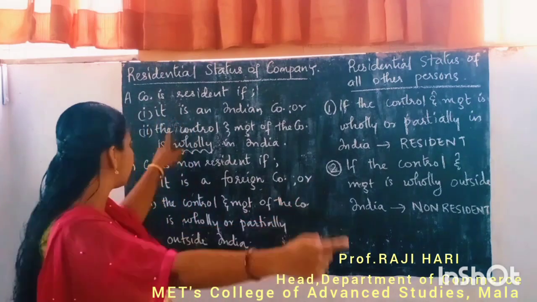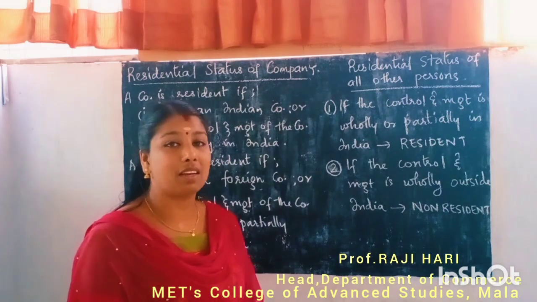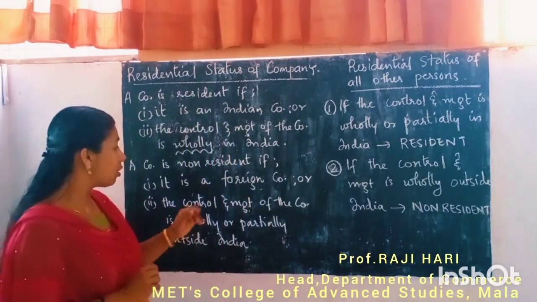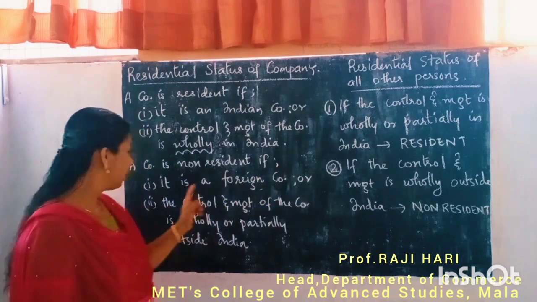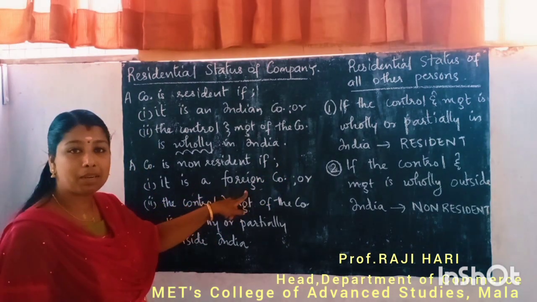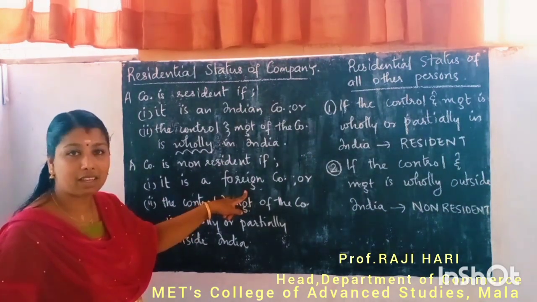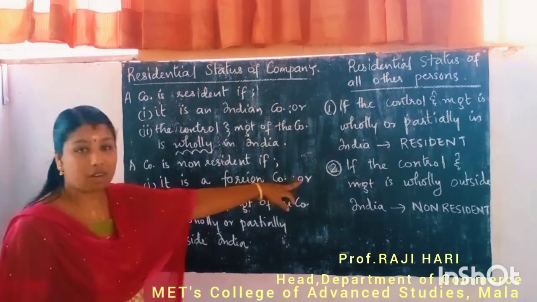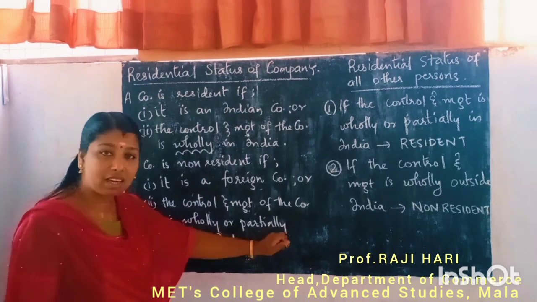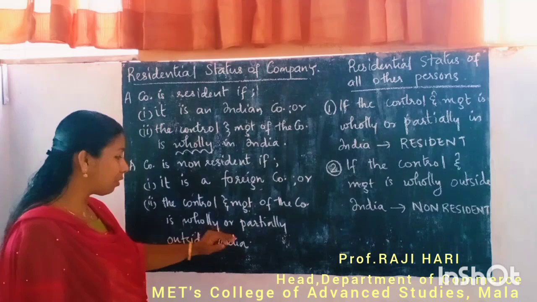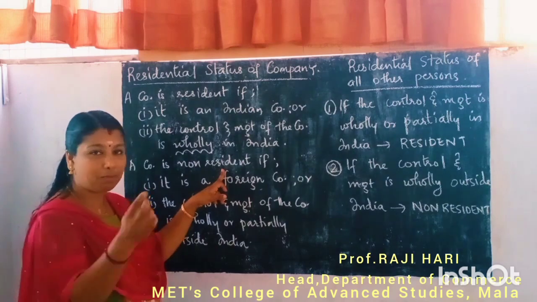So a company is resident if it is an Indian company, or the control and management of the company is wholly in India. So what is a non-resident company? A company is non-resident if it is a foreign company. A foreign company means a company which is not formed and registered under the Indian Companies Act, or the management and control of the company is wholly or partially outside India. That means if the company is partially controlled from India, it is non-resident. That is the difference from other persons.